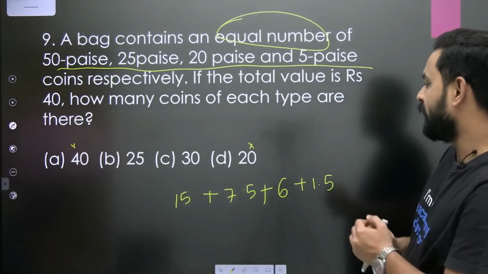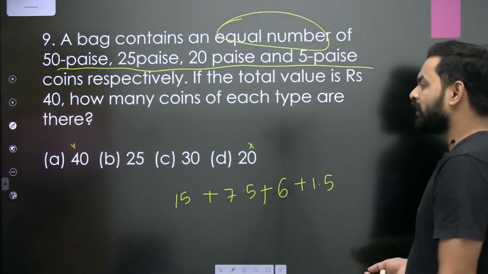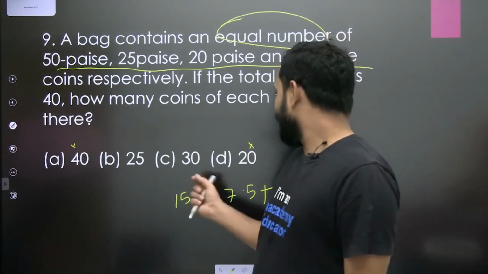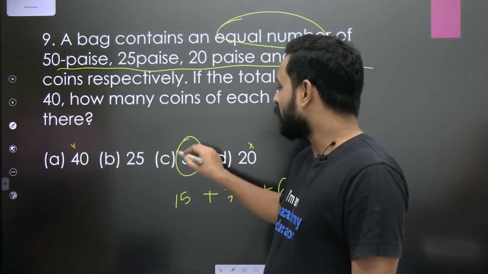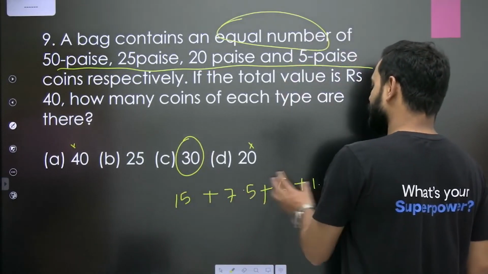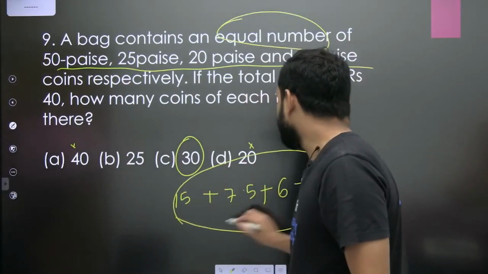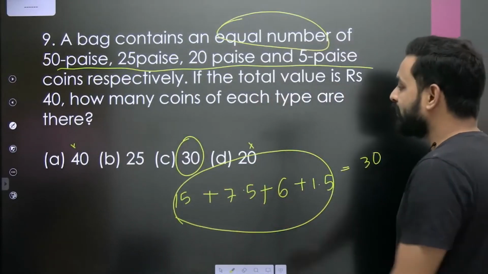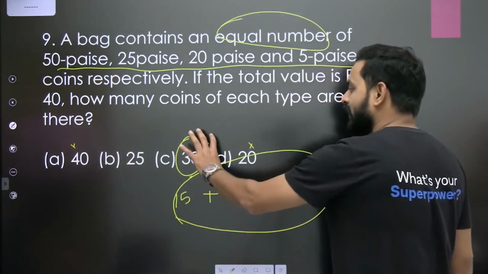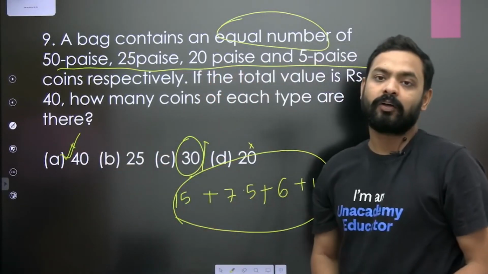Is it coming out to be 40? Let me see. No, it's not coming out to be 40 rupees, right? Actually 15 plus 6, 21, 21 plus 9, 30. So it comes out to be 30. Why 30? Because we have taken this number. So the answer has to be slightly greater than that. That means only one option. Option A is the right answer. I hope guys this is clear.